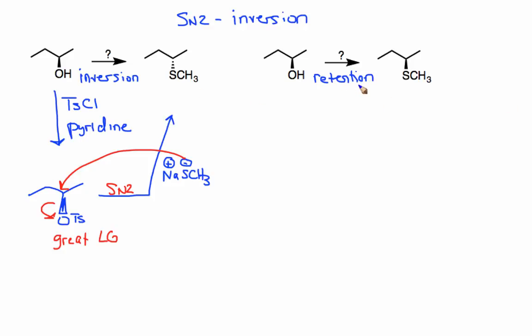In this second example, we want to retain our configuration. Another way to think about retention is actually to think of it as a double inversion. So if we do one inversion to get a back group and then a second inversion to get an out group, which is net retention of configuration. So to do a double inversion, we're basically going to need to do two SN2 type processes.